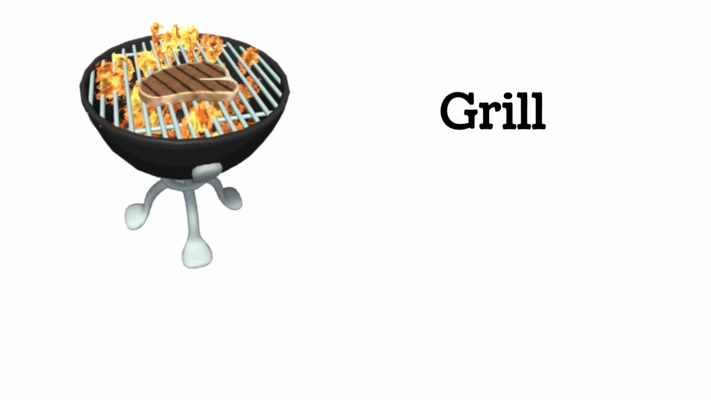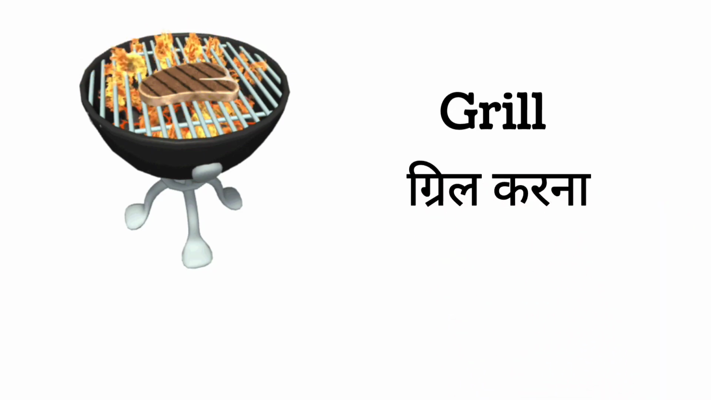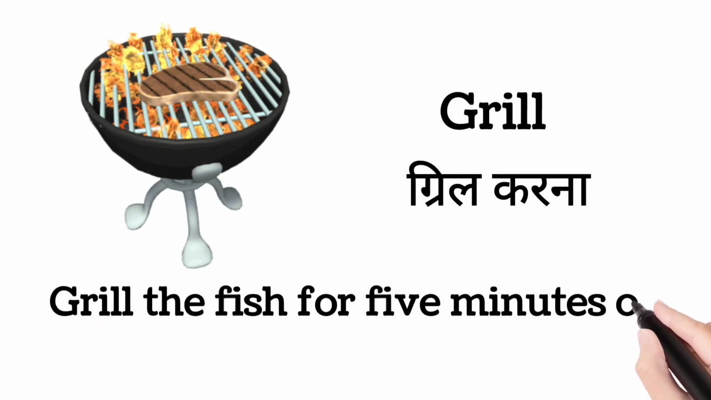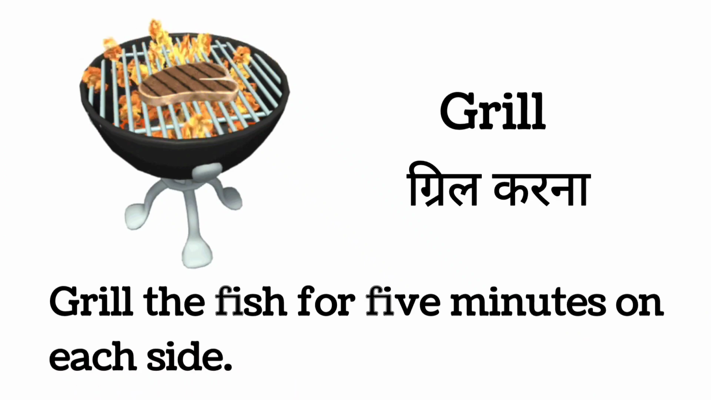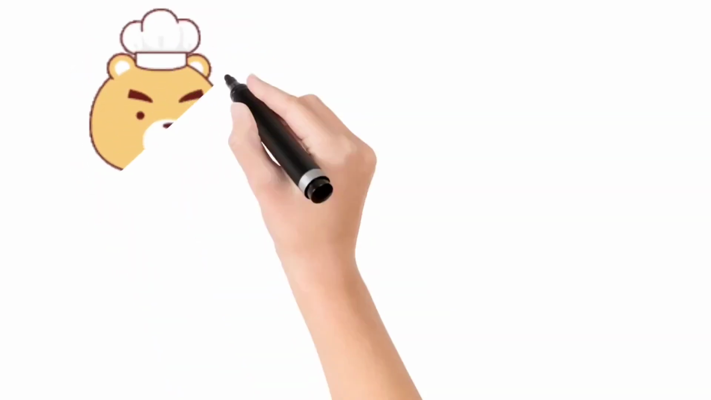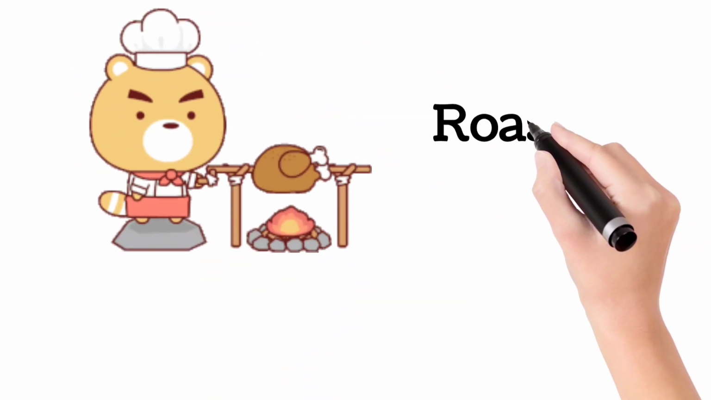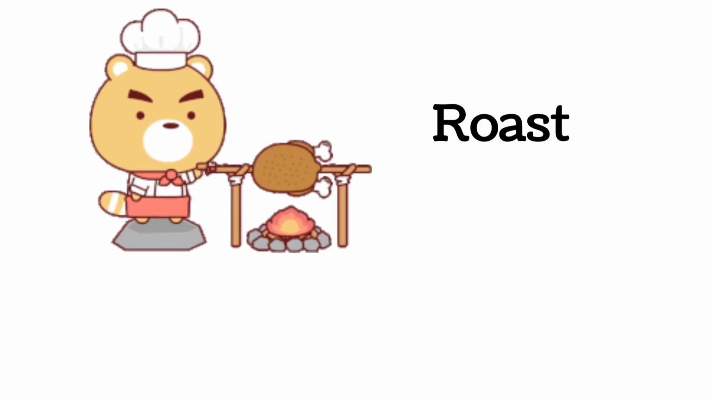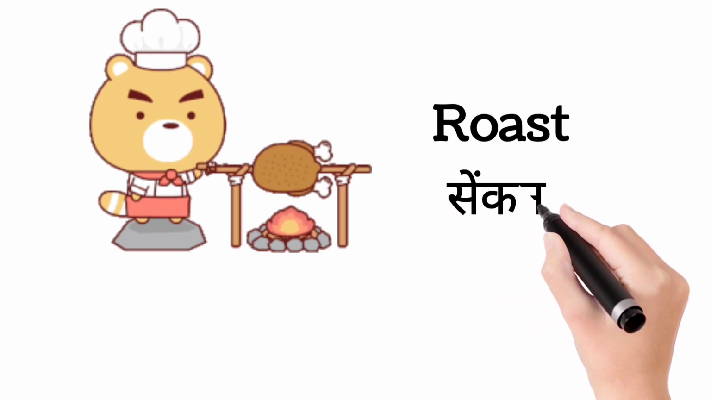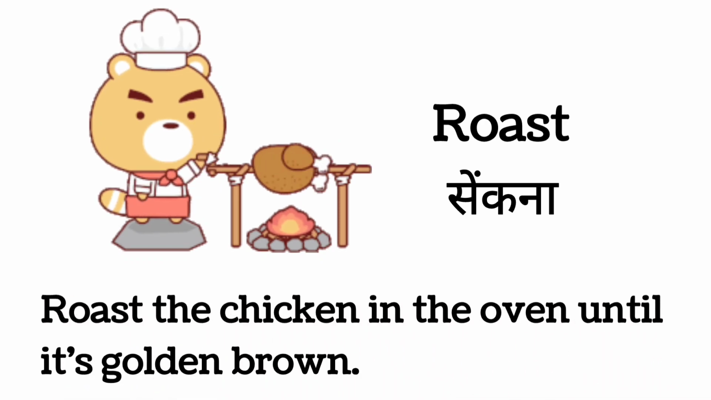Grill मतलब grill करना. Grill the fish for 5 minutes on each side. Roast मतलब सेकना. Roast the chicken in the oven until it's golden brown.